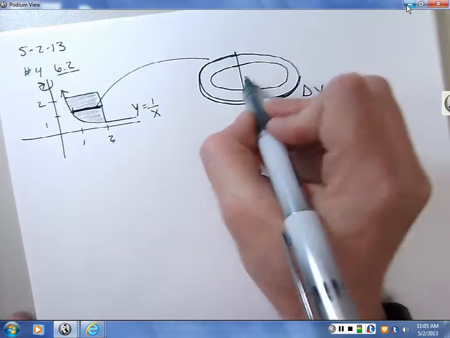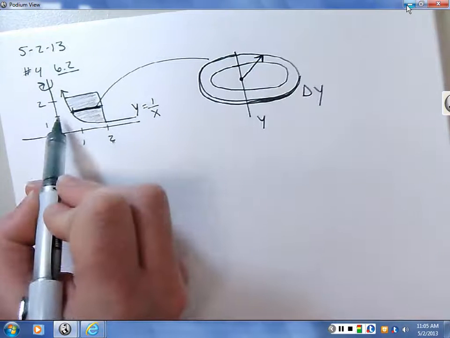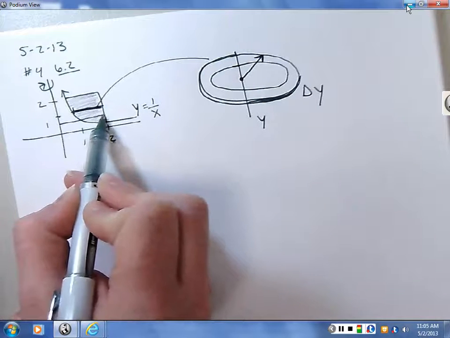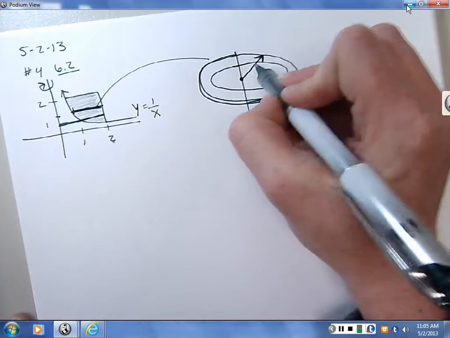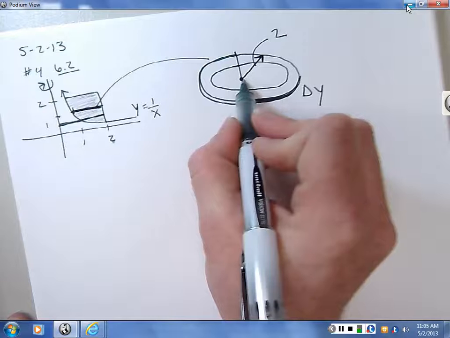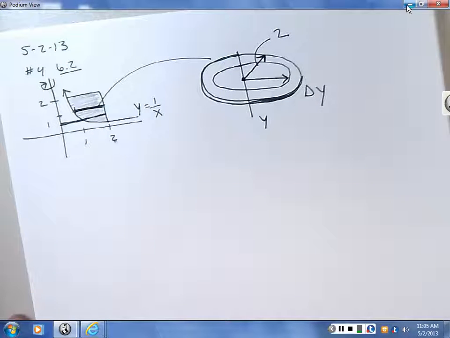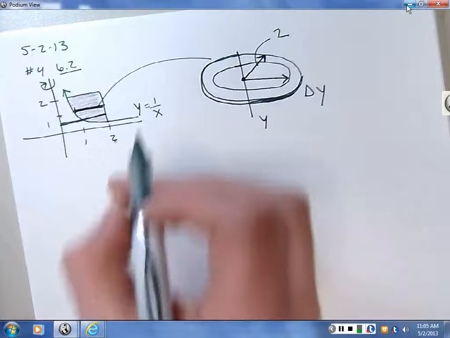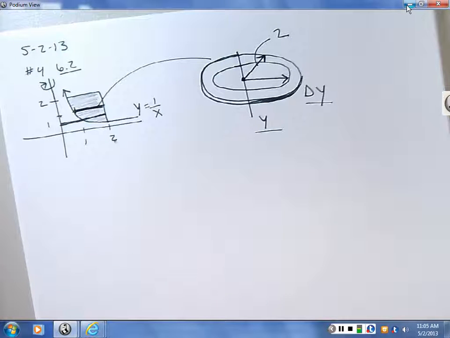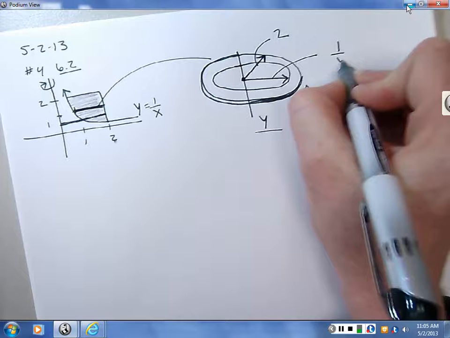So the distance from my axis of rotation to my outsidemost function, what is the distance from my axis of rotation to the outside function? 2, right? It's a constant, 2. What is the distance between my axis of rotation to my insidemost function? 1 over y, right? Because I want it as a function of y. Hopefully by writing the axis of rotation and the differential dy, that will remind me that I mean this function as a function of y. So this distance is 1 over y.